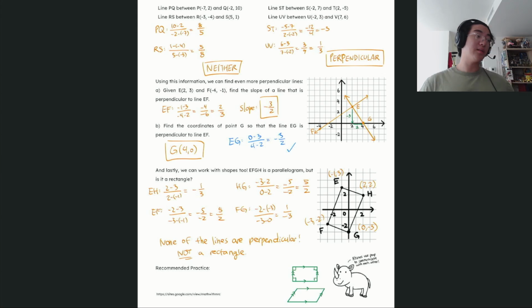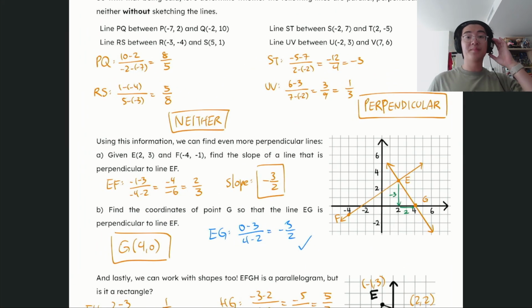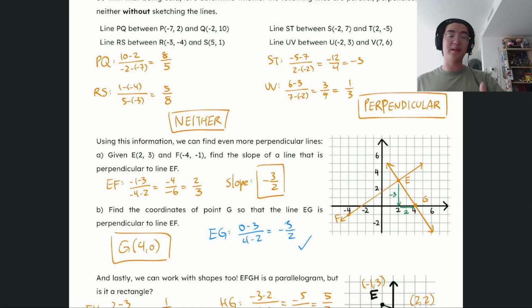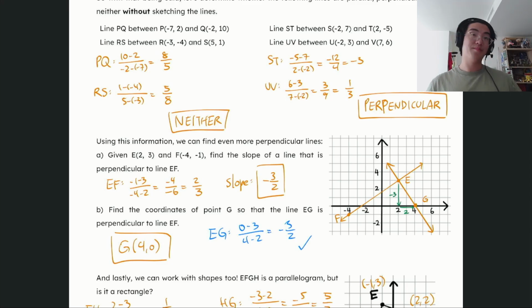So that's pretty much it for today's lesson. All we need to really know is that the slopes of parallel lines are always the same. Slopes of perpendicular lines are always the negative reciprocal, so the negative of the flip over of the fraction. But that's pretty much it. So with that being said, good luck practicing.